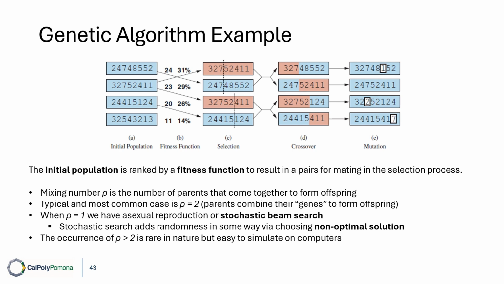Now there are a few special cases where this doesn't occur. When P equals 1, we have asexual reproduction, which is similar to a stochastic search. In the case of P greater than 2, it is a rare case in nature, but considered easy to simulate computationally for unique applications. The reason behind P equals 1 being a stochastic beam search is because there is no usage of crossover, meaning mutation or randomness is applied to avoid getting stuck in the local optima.